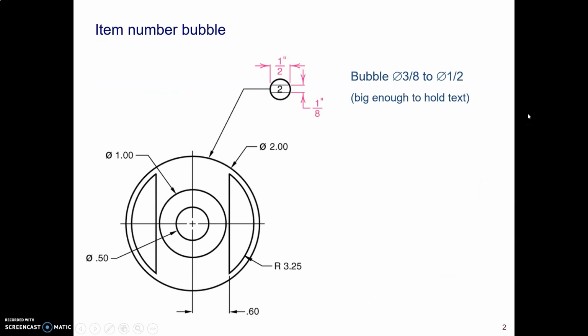The item number bubble has to be big enough to hold an 1/8 inch piece of text. So make a circle that is somewhere between 3/8 diameter and 1/2 inch diameter. You can decide what size you like.